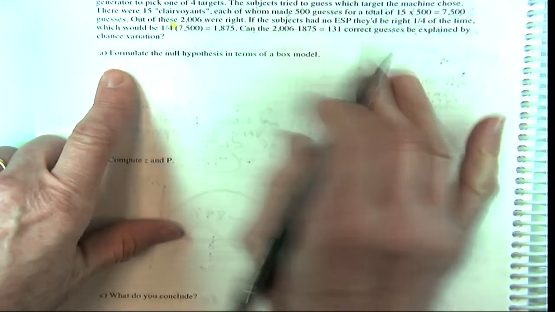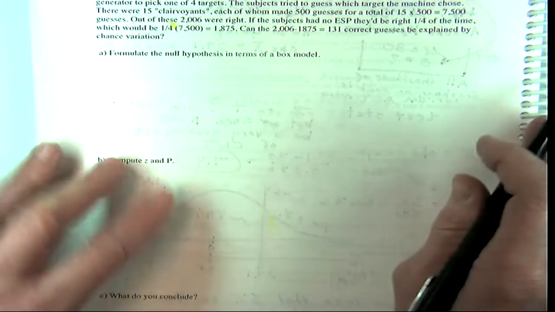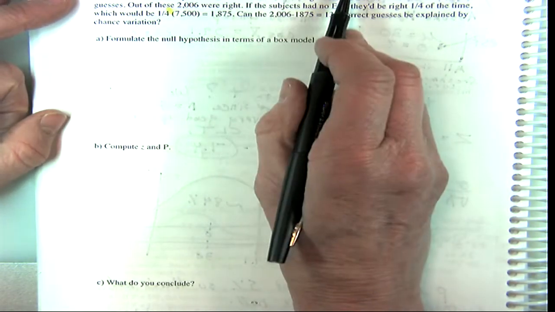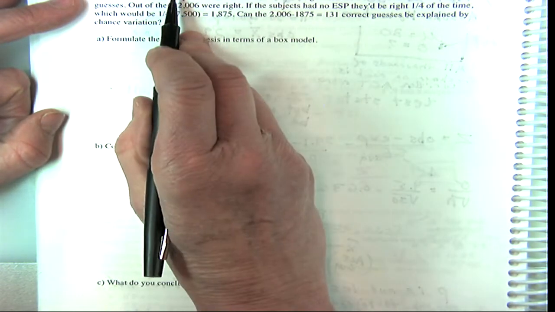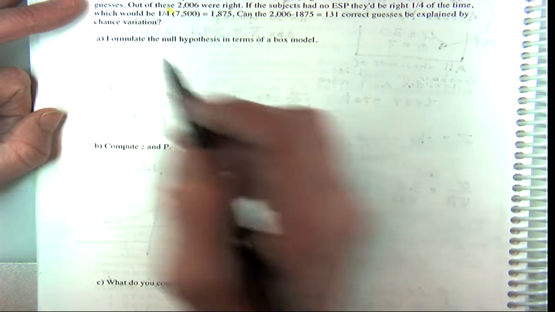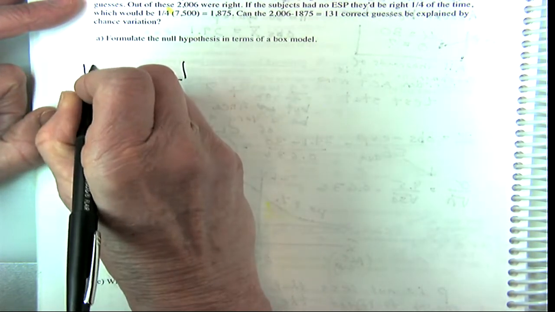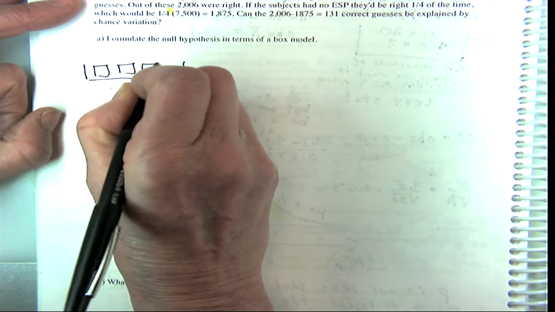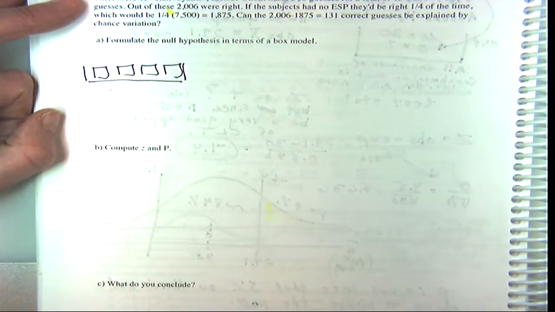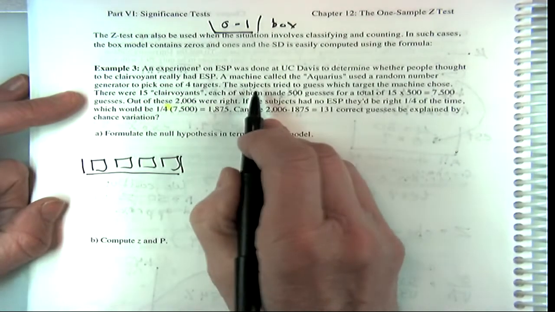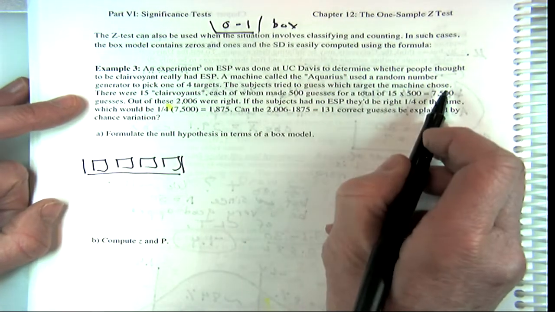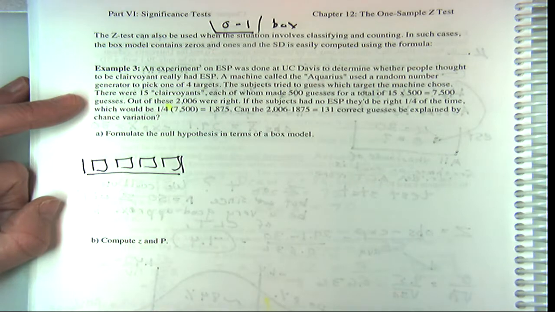All right. So these experiments on ESP are done all the time. This is a real experiment because people are always trying to prove that there's ESP. These people claim to be clairvoyants. They had a machine where they used a random number generator to pick one of 4 targets. Think of it as one of 4 targets: 1, 2, 3, 4. The subjects tried to guess which target the machine had chosen. The machine was in a different room, right?